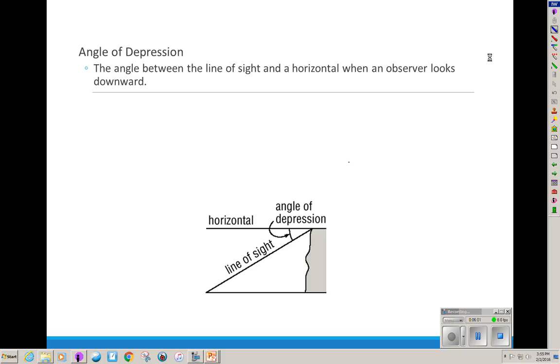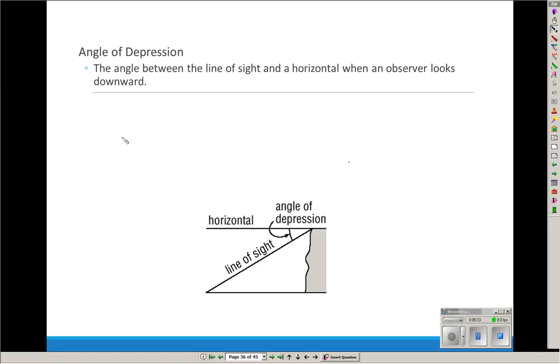The opposite of that is the angle of depression. That's the angle between the line of sight and a horizontal when an observer looks downward. So if you're looking downward, the angle of depression is created here. So whatever the story problem may be, you might have an angle of depression or an angle of elevation.